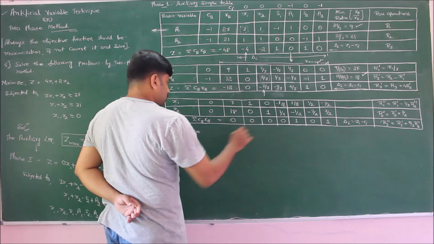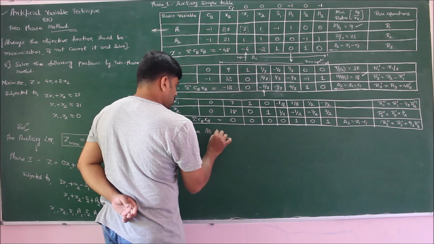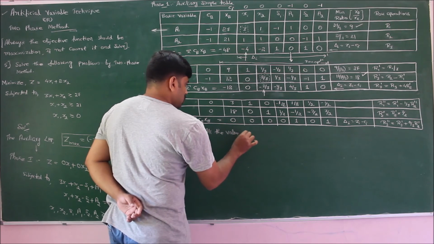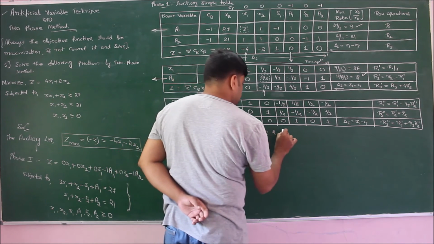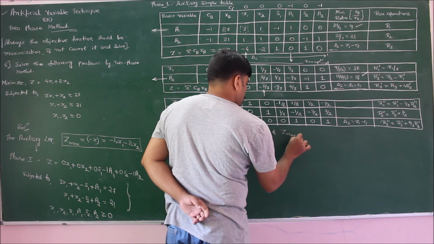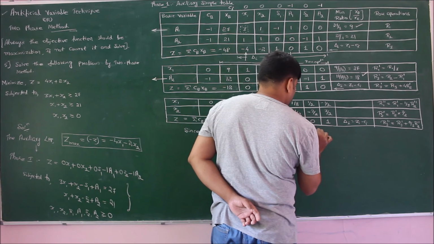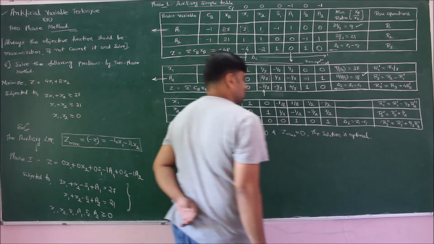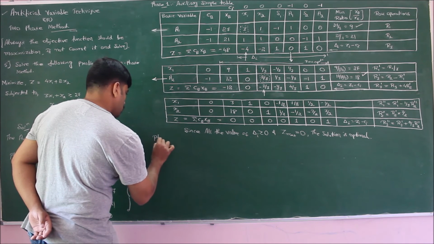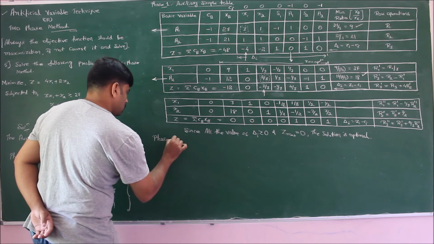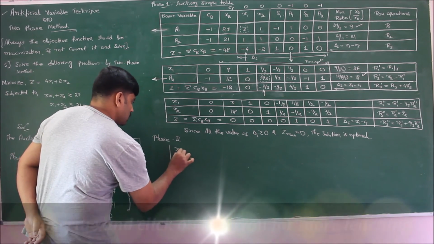Since all the values of delta I are greater than or equal to 0 and Z max is equal to 0, the solution is optimal and we can move for phase 2. So moving for phase 2, we have x1 and x2 as the variables.